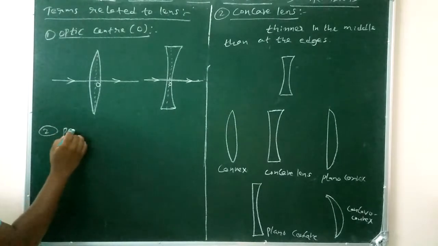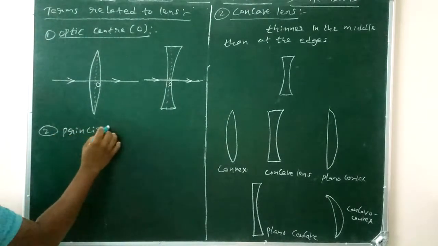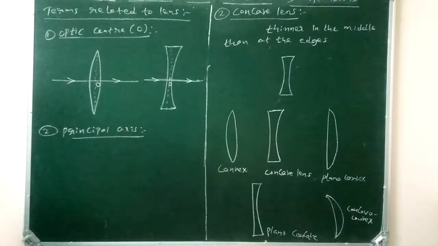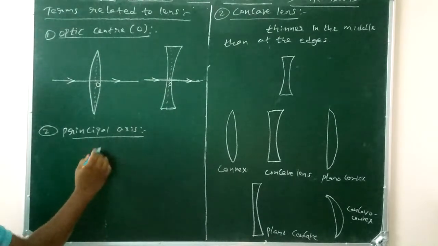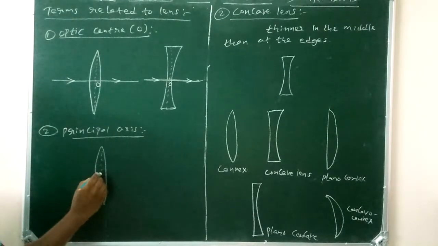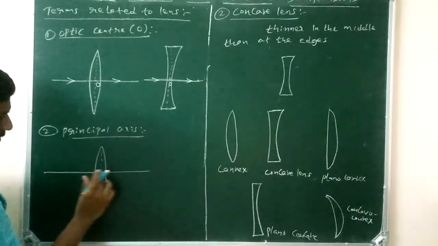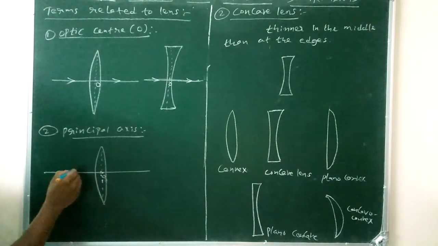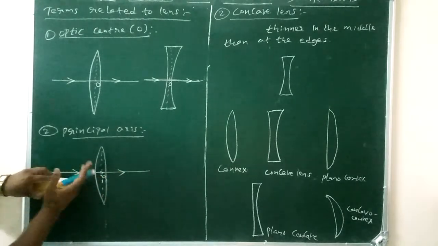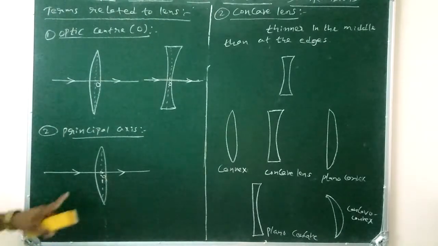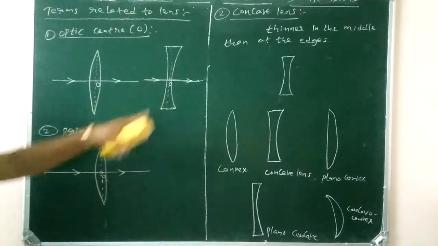Second one is principal axis. Principal axis is a line passing through the optic center and perpendicular to the lens. This is the optic center. The line is passing like this through the optic center, and this line is perpendicular to the lens. Therefore, this is called principal axis. And similarly, we are going to draw for concave lens also like this.